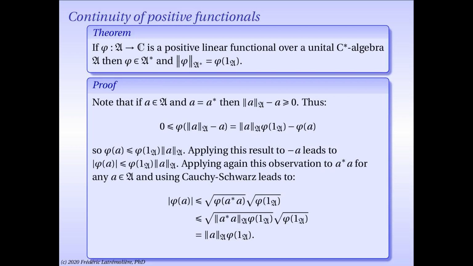So we've certainly shown that, first of all, positive linear functionals are continuous. And second of all, the norm of the positive linear functional phi here is less or equal than phi at the unit. But we get equality simply by plugging in A equals the unit, because in that case you simply get that phi of the unit, of course, is equal to the norm of the unit, which is 1, times phi of 1. So we see that indeed we have equality.